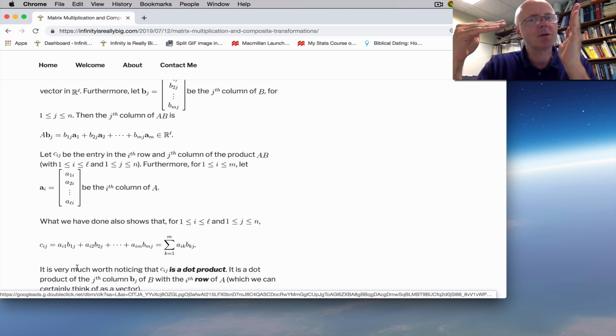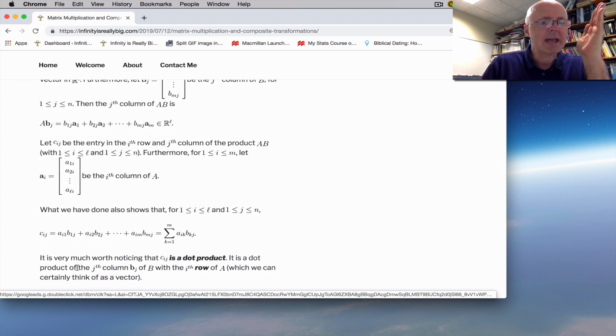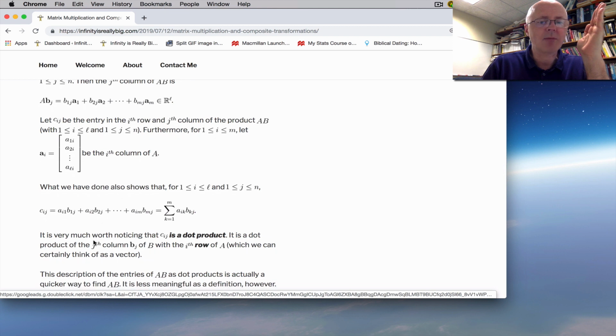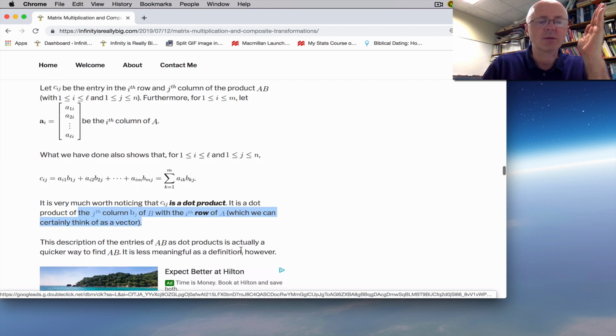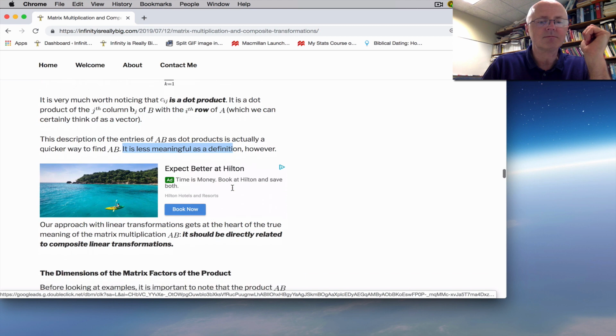Now, we've typically only thought of vectors as being column vectors so far, but you can certainly think of vectors as being row vectors as well. They're both m-dimensional vectors in this case. This is a dot product. It's the dot product of the jth column of B with the ith row of A. And again, that row could be thought of as a vector. It's a quicker way to find A times B, but it's less meaningful as a definition.